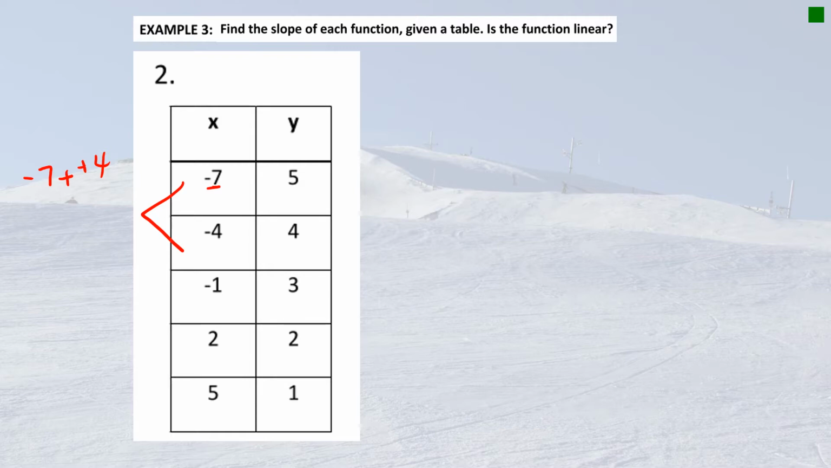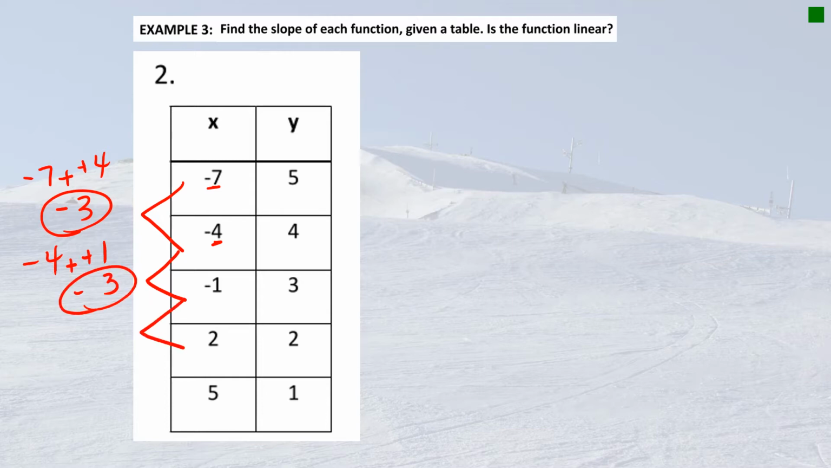In this case, I have negative 7 minus negative 4, so I get negative 3. Now I'm going to check this pair. So again, I'm going to start with the top value, negative 4 minus negative 1, which is negative 3. Now I'm going to start with negative 1 minus 2, which is negative 3. And then finally I have 2 minus 5, which is negative 3. So my x values look good.